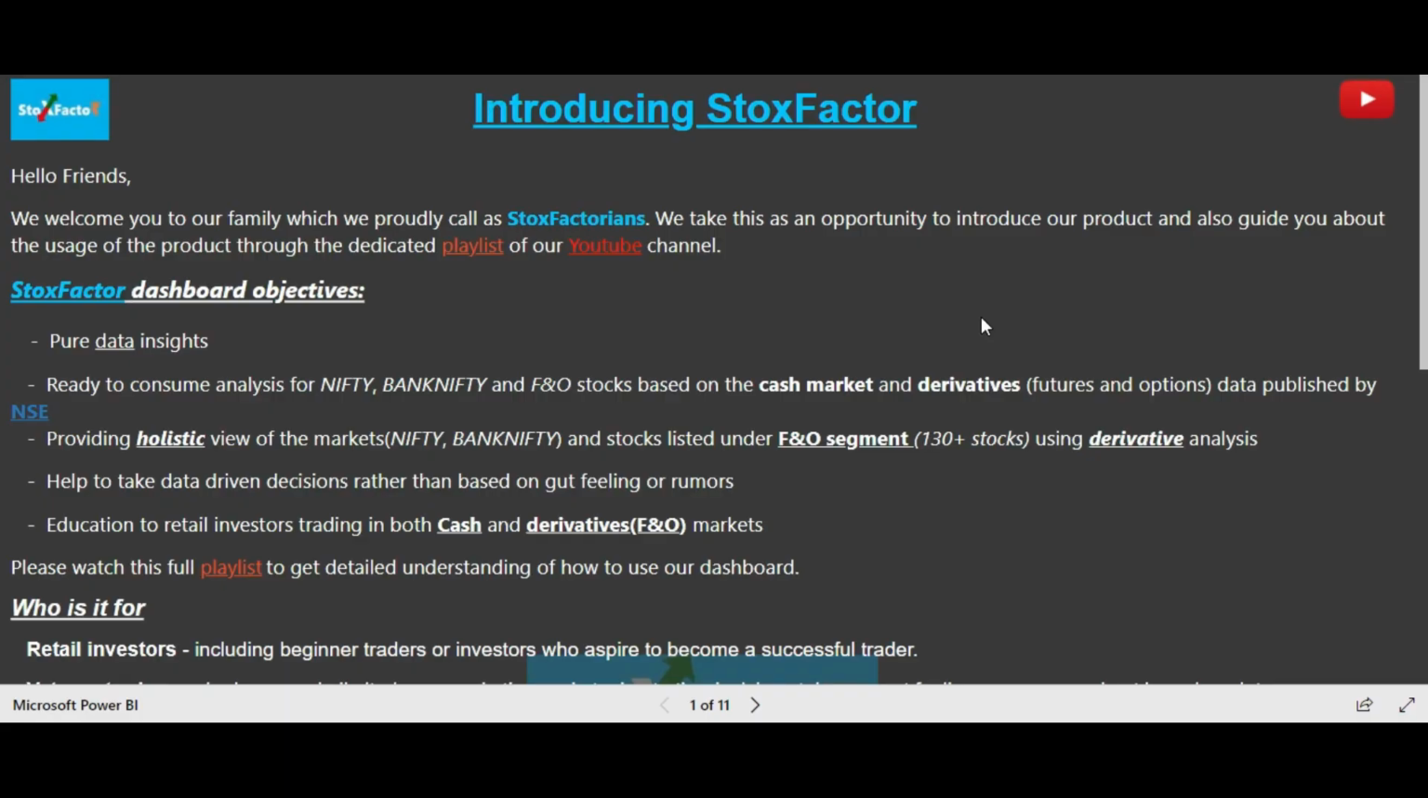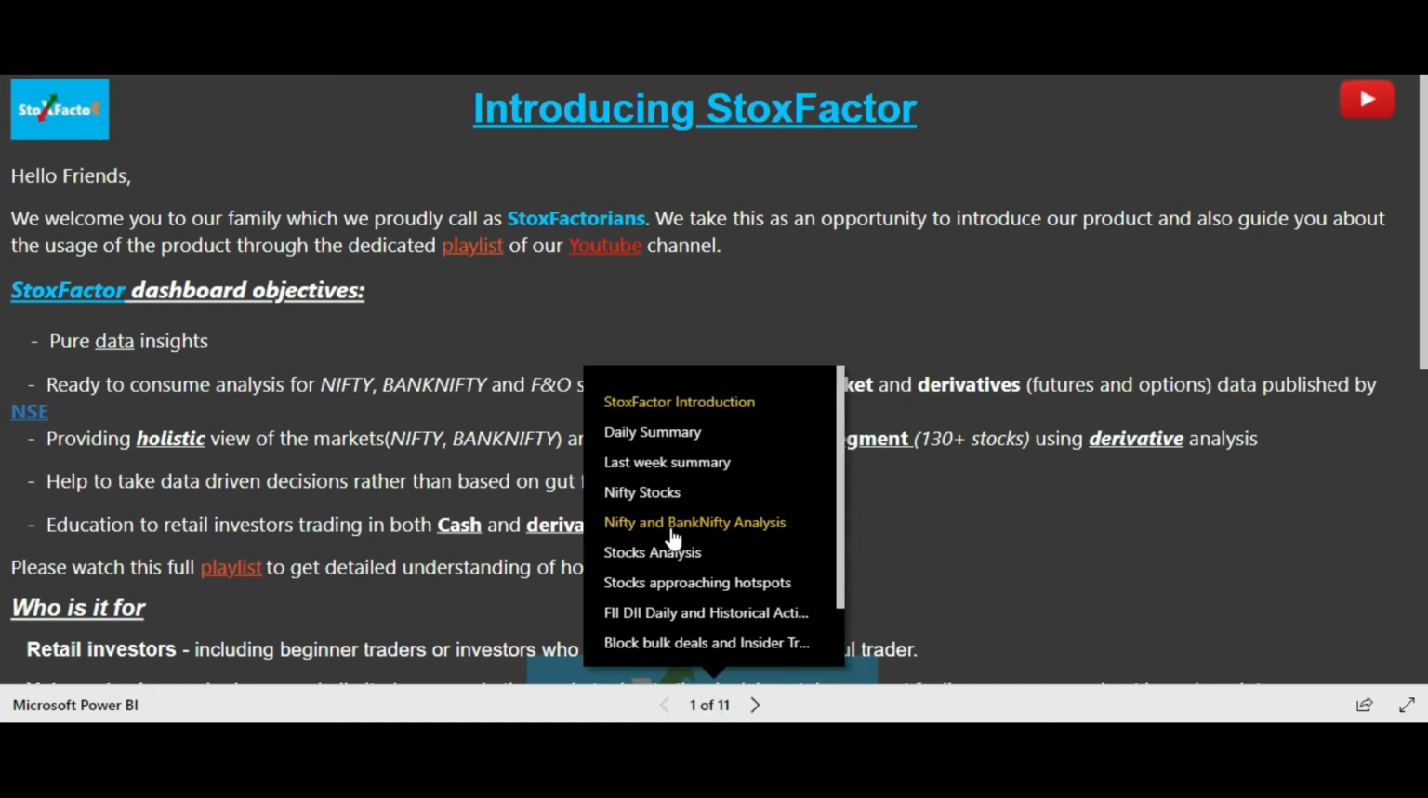So friends, we are in the dashboard now. As we discussed in the slides, rollover percentage is applicable to futures contracts, and as you already know, futures contracts are available in the index as well as in the stocks. So we will take one example of both, one index and one stock. Let's start with the index. As you already know, we have the Nifty and Bank Nifty analysis page, so we will click that.